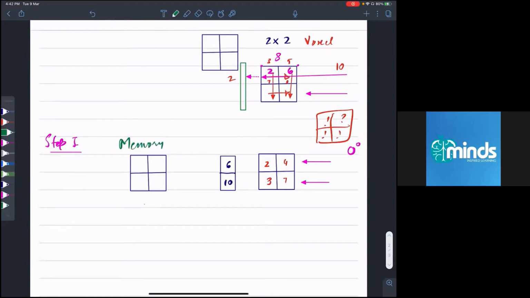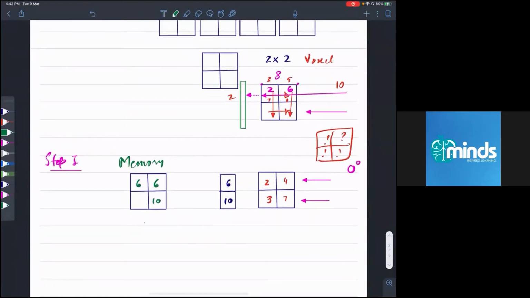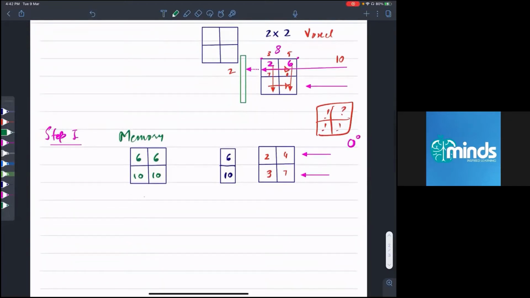Now we got 6 and 10. What computer will do? It will store this data in an empty voxel. So this is row information 6. So it will copy it like this: 6, 6, 10, and 10. This is step number 1. 6, 6, 10, and 10.